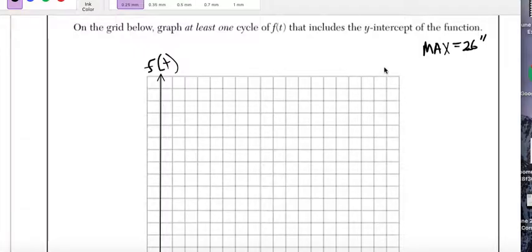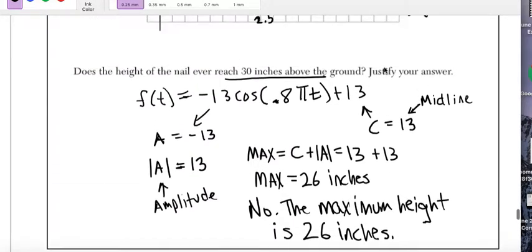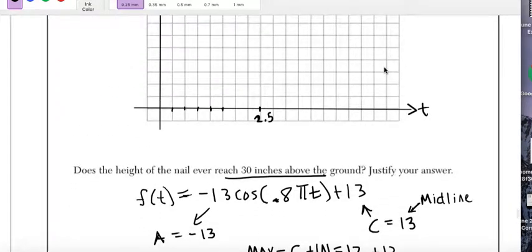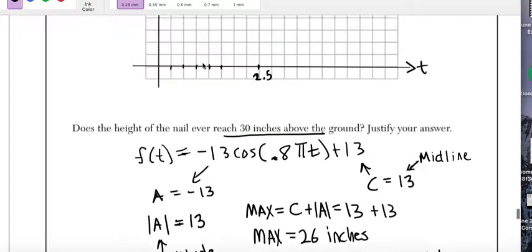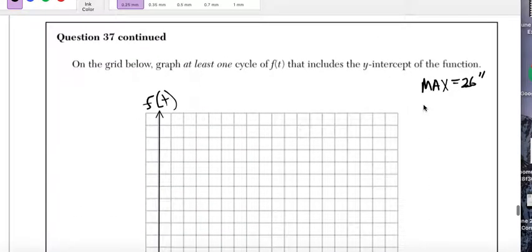The minimum, well, you know the minimum height is 0, but to get the minimum, you do the midline, C, minus the amplitude. So instead of C plus absolute value of A, it'll be C minus absolute value of A. This will change to 13 minus 13, which is 0. So the minimum height is 0 inches. And I'll even put F max, F min. And the midline is 13. So our graph is basically going to fluctuate between 13, 0, and 26.